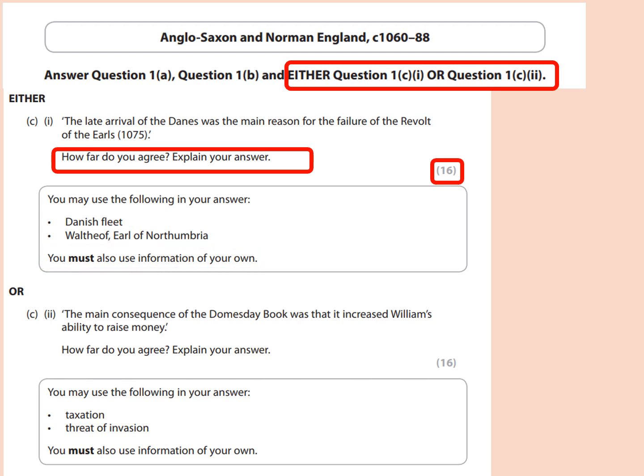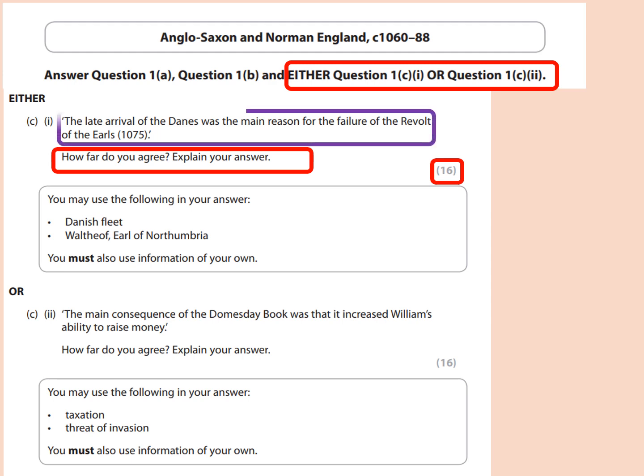So decide now. If you had to sit this exam, which question would you choose? Make sure it's the one that you're most confident on. Once you've chosen, it's a good idea to jot down a quick plan of the examples that you're going to include and also note down how far you agree. Is it to a large extent, a small extent, a limited extent, a great deal? However you want to express this, you've got to make sure that you give that idea of an extent. And don't sit on the fence here. You cannot say I both agree and disagree because then you are not making a judgment. You cannot get all of the marks.